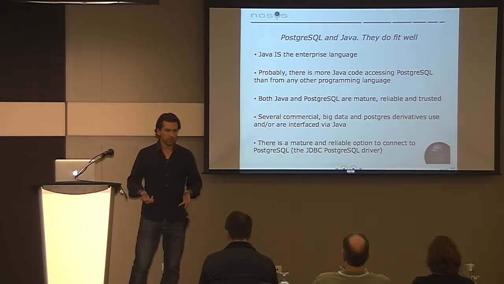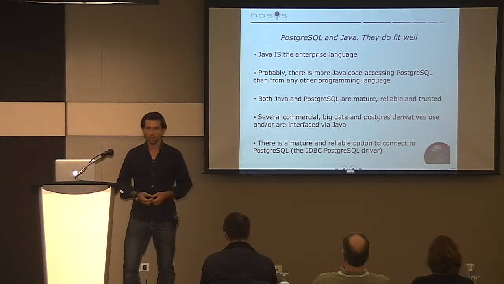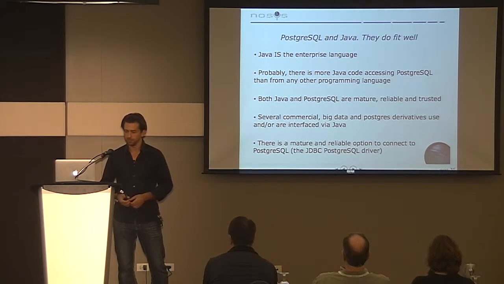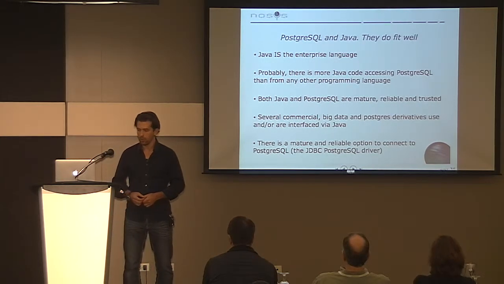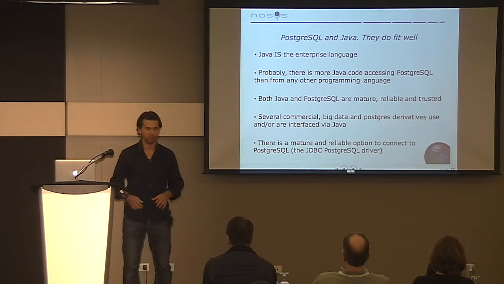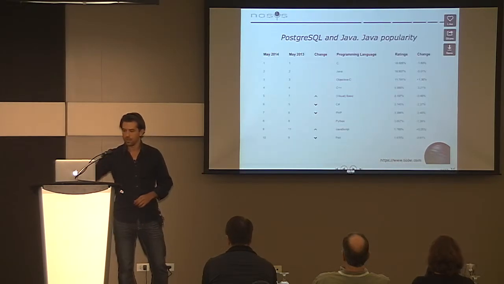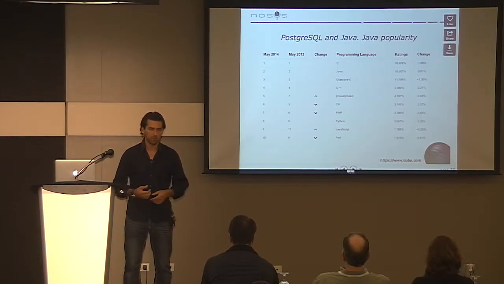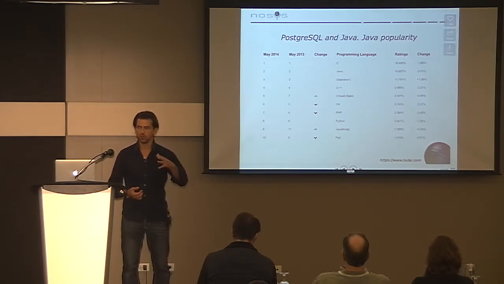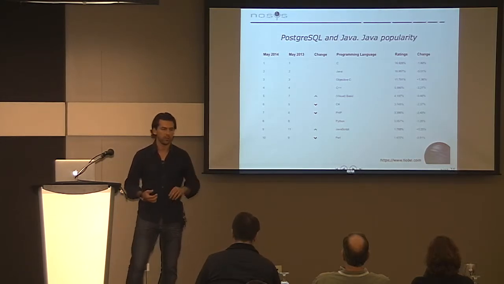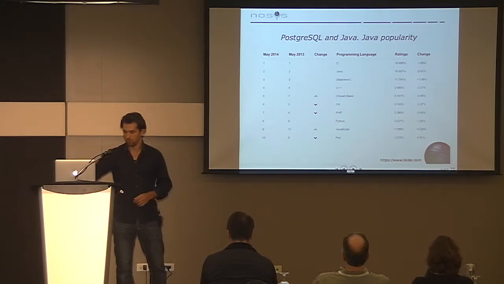There's a good reason to use it and support Java interfacing Postgres well. Both technologies, needless to say, are very mature and reliable, so they're a nice couple in that sense. It's a winning combination. And there are more options than the usual ones to connect to Postgres. We're going to see them. In terms of popularity, Java is a very popular language. It's all the time alternating between the first and second place in some popularity indexes. So, yeah, makes sense.